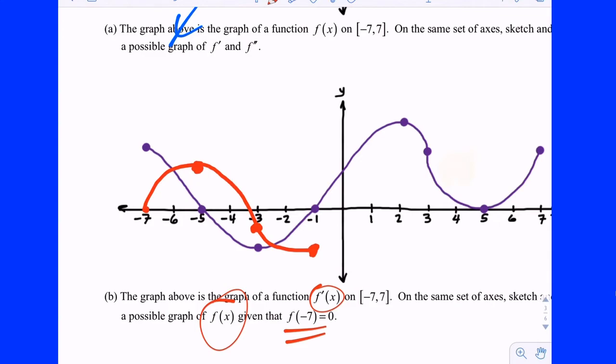Here we go. From -1 to 2, positive y values, we're going up. Positive slopes, we're concave up. So that's increasing, concave up. Here we go. Right there at 2, I happen to cross the x-axis.